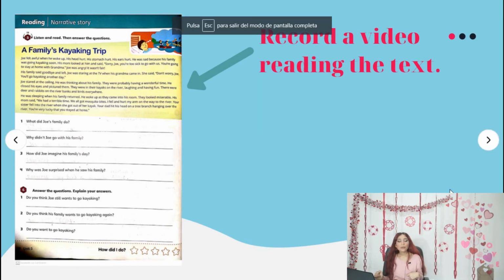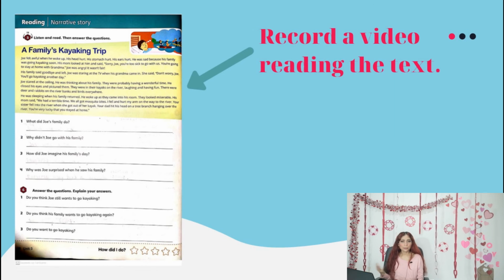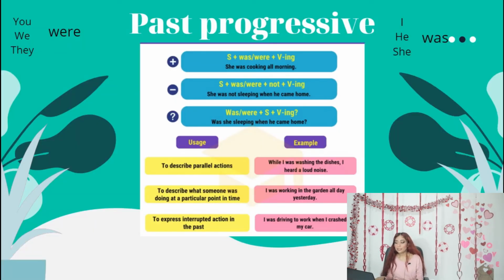So today we are going to do a review about the past progressive, that is the main grammar of this unit. And remember that the past progressive is used to describe parallel actions when you are talking about something that you were doing and something interrupted that action. As you can see, if you didn't copy this in your notebook, please do it because it's going to be helpful for you. And this is the formula. You have it in here.